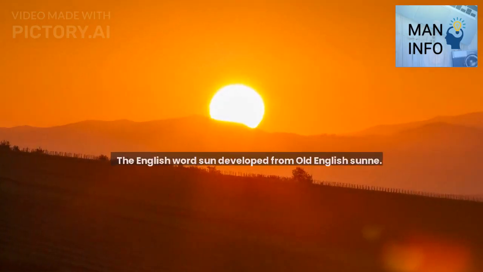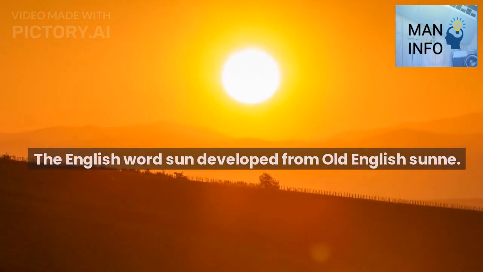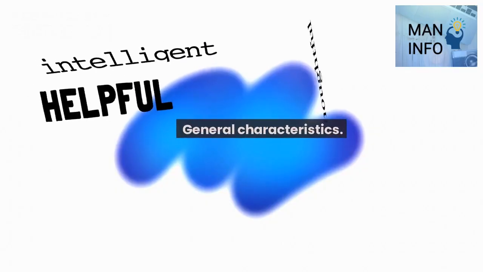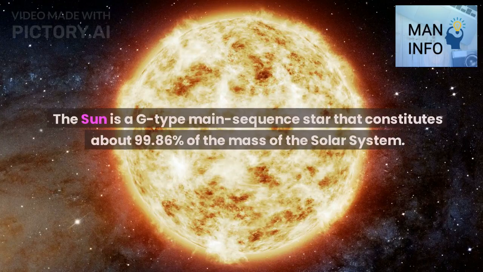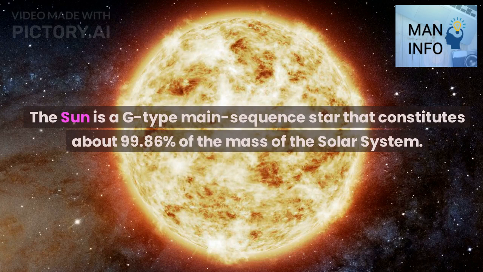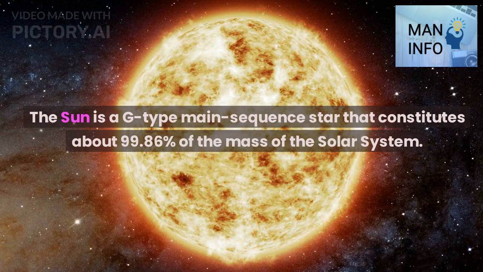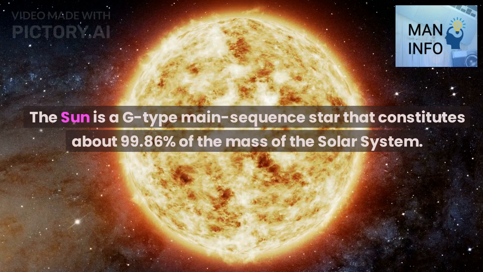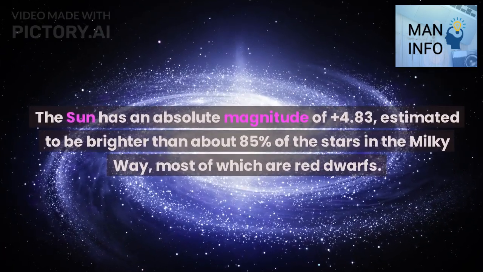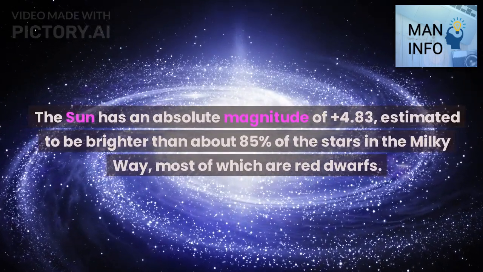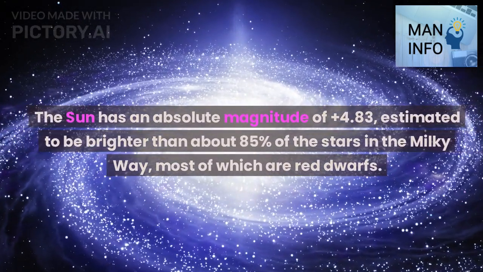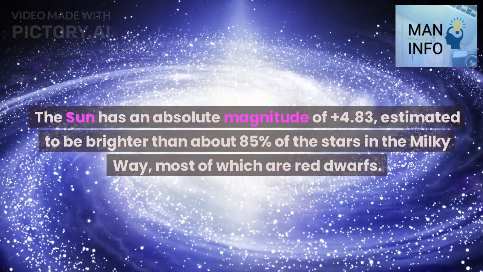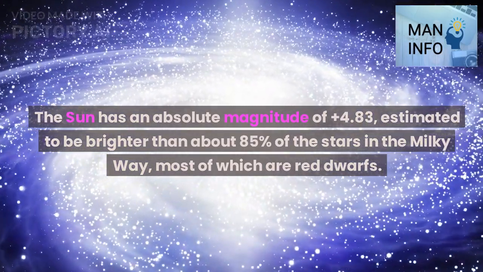Etymology. The English word sun developed from Old English sun. General characteristics. The Sun is a G-type main sequence star that constitutes about 99.86% of the mass of the solar system. The Sun has an absolute magnitude of +4.83, estimated to be brighter than about 85% of the stars in the Milky Way, most of which are red dwarfs.